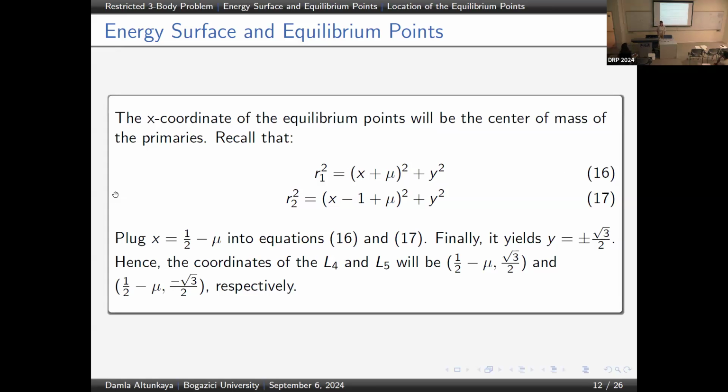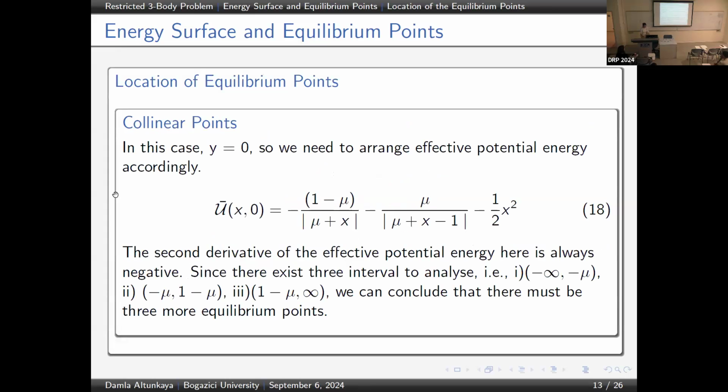So we know that the x coordinates of the equilibrium points must align with the center of mass. So I know what the x value is. And I will plug the x value into this equation so that I can get the y values. And the y value is that. Now we have 2 points.